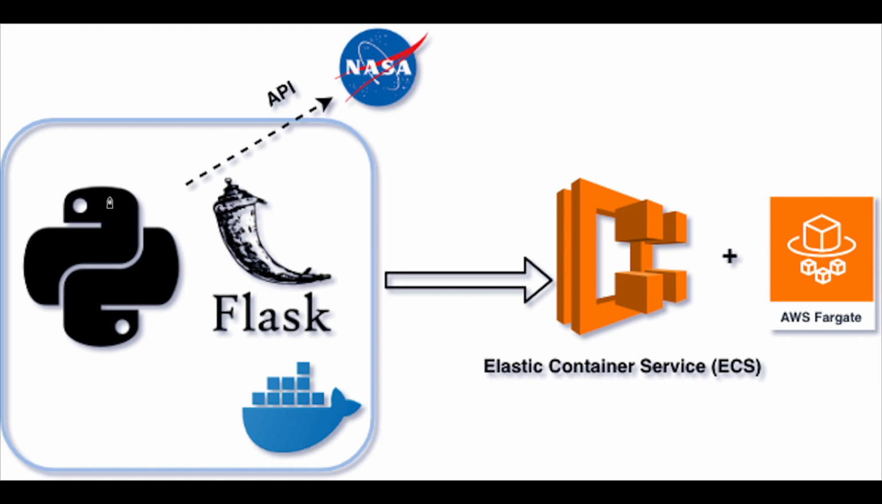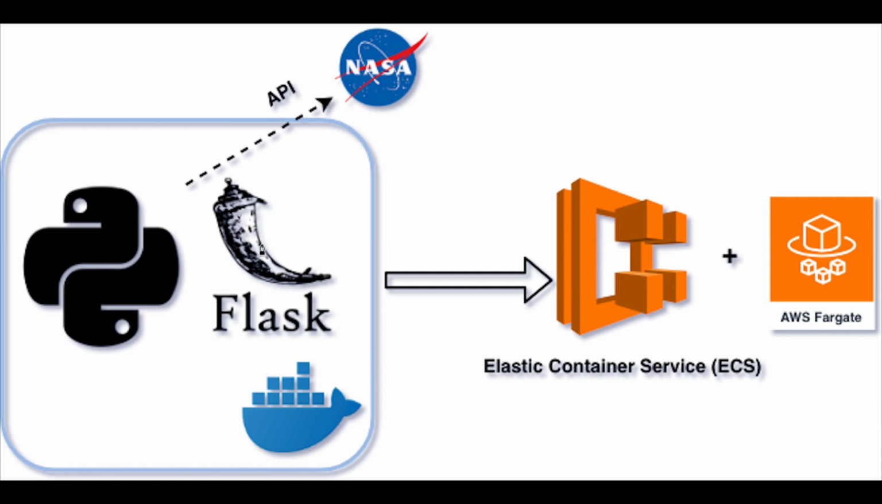So that is a Python app which uses the Flask micro framework. What it also uses is the NASA API, and from the NASA API we pull an astronomical picture of the day and display it to the users through a web interface using the Flask server.